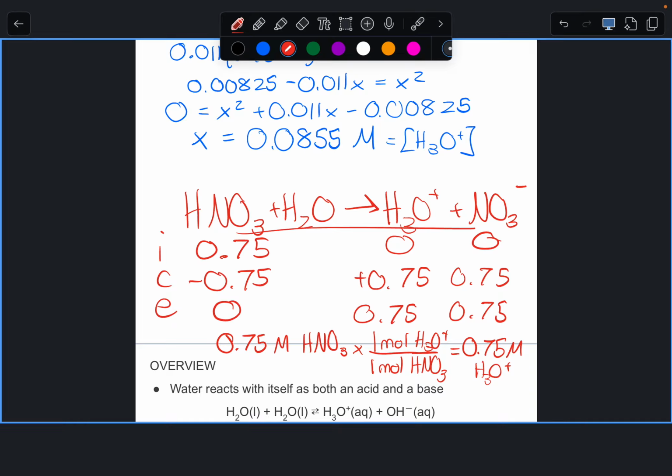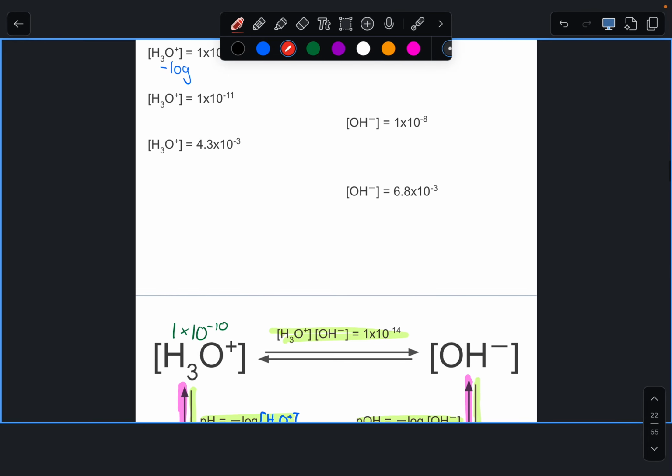But you have to do an ICE table. If you've got a strong acid or strong base, you don't need to bother. Whatever the original amount of the acid was, that's how much H3O+ you're going to have. Okay? All right, so let's do some more of those today.